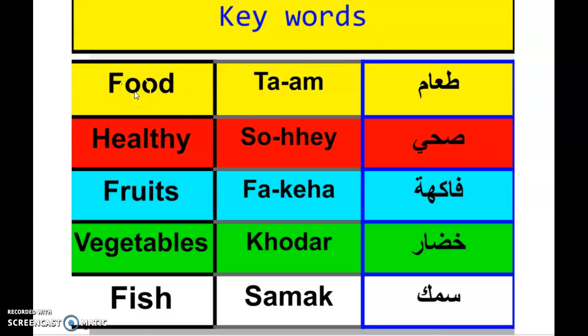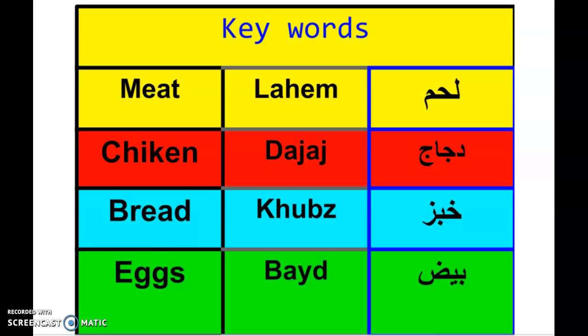Now, boys and girls, let's review. These are our keywords. Again, food is طعام. Healthy is صحي. Fruits is فاكهة. Vegetables is خضار. And fish is سمك. All right. The next slide talks about the rest of the keywords.